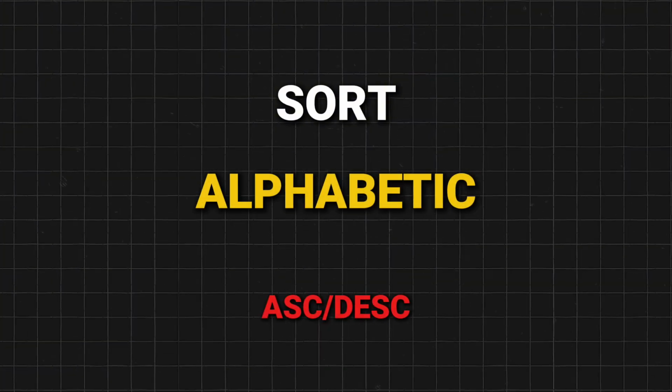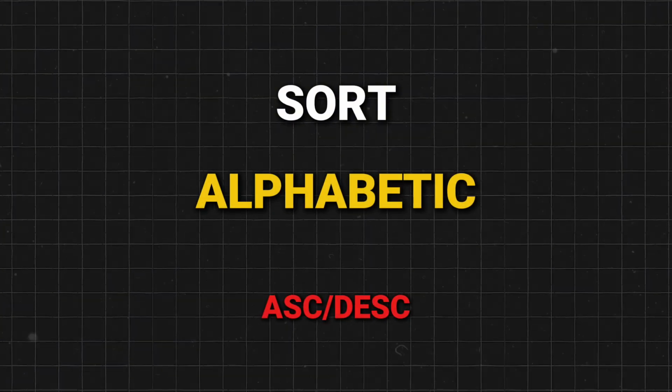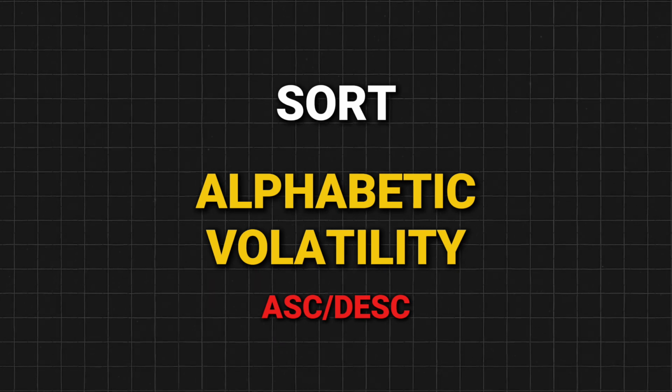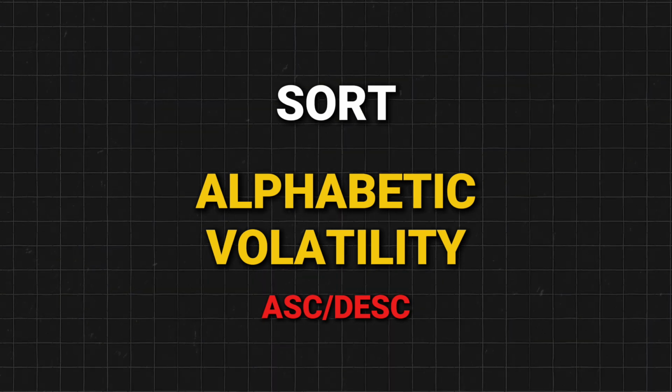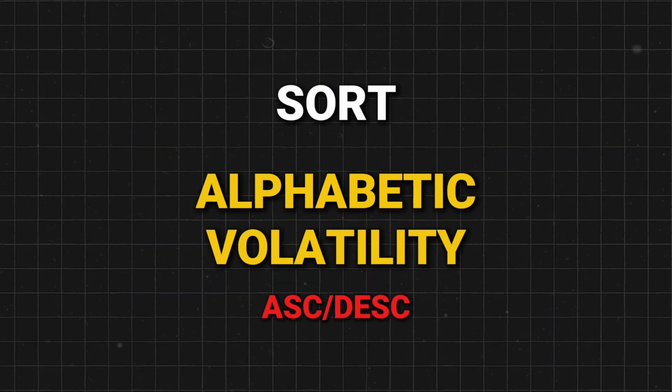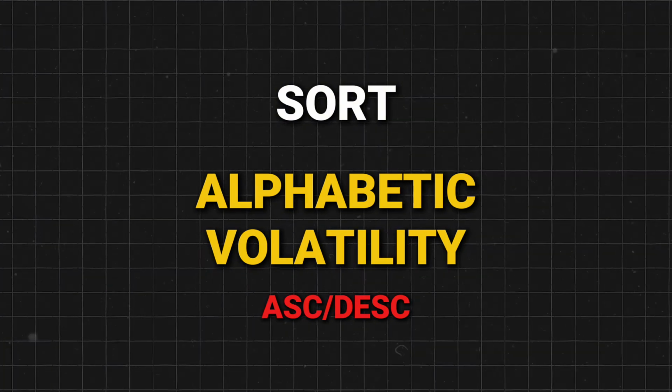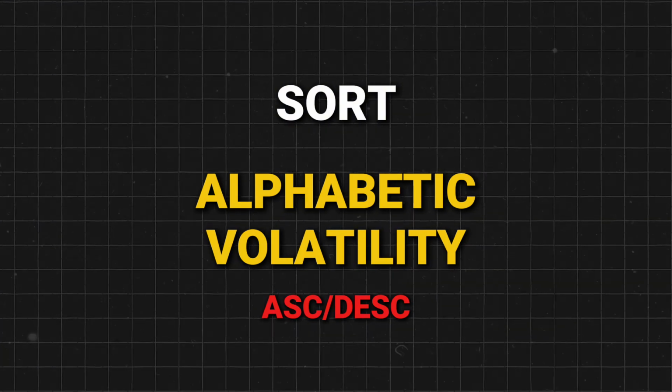Next, I want to be able to sort the pairs in ascending or descending order or by volatility. So I want you to have, by you, I mean the users who are using the dashboard, to be able to sort the pairs either by alphabetic order in ascending or descending order or by volatility is what I'm saying.